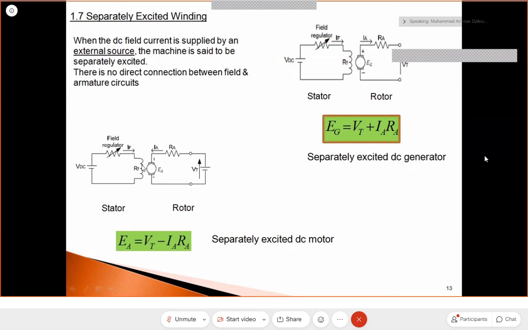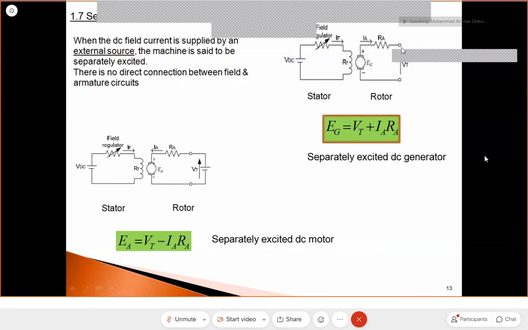Saya nak ambil sure kenapa yang di bawah dia negatif di sini. Yang ni kita tak supply voltage dekat terminal dia, dekat belakang ni. Kita biasanya ada load kat sini. Untuk generator kita ada load, untuk here kita ada voltage supply.